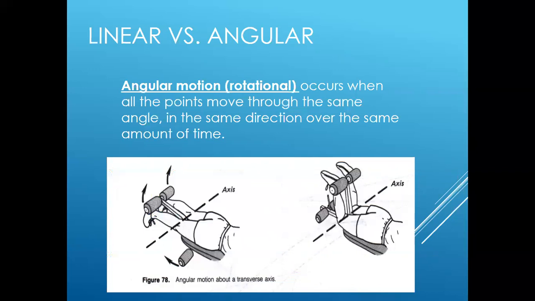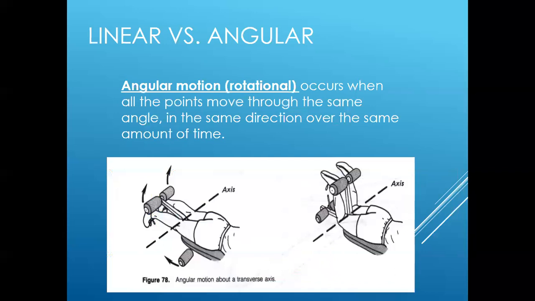So angular motion is anything where there's rotation happening. Okay. So all points are moving through the same angle in the same direction at the same time, but they're going to travel different distances depending on how far they are from the axis of rotation.